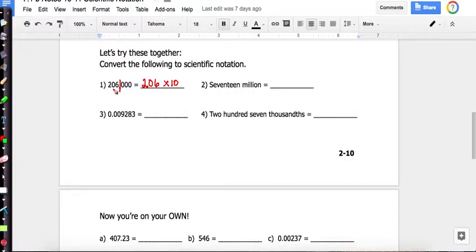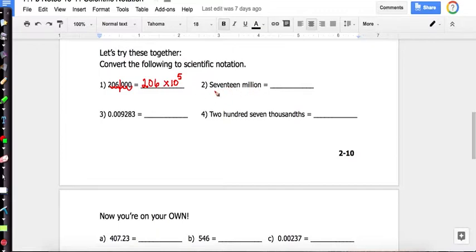And we're going to count the number of spots we moved, and make that our exponent. So we're going to start where we put the decimal, and count the number of spots we moved till we get to the end of the number. So 1, 2, 3, 4, 5. Now what direction did I go? Good, to the right, so I'm going to make it positive 5. And that's all there is to it. So let's try another one.